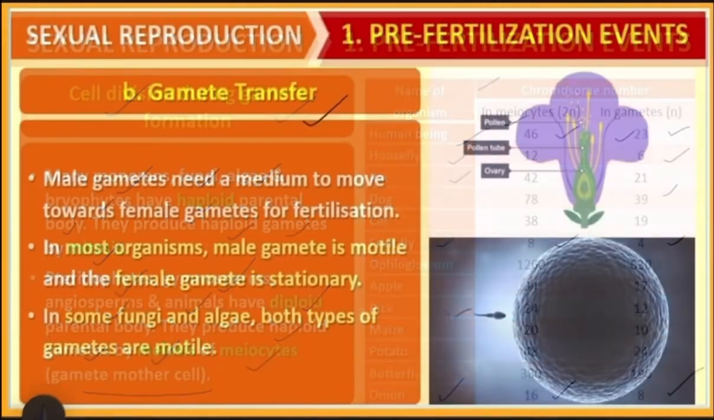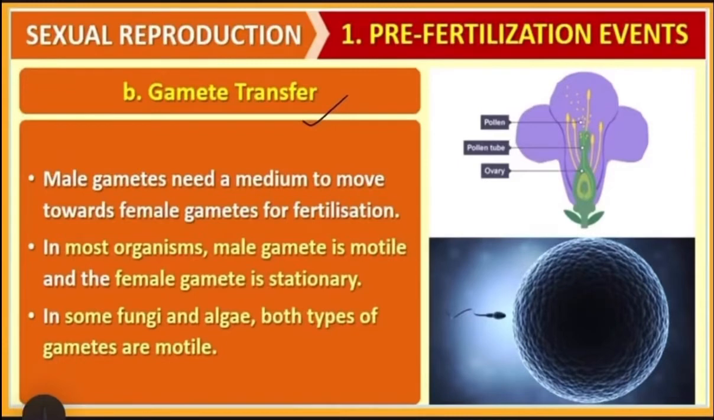Clear? After gametogenesis, gamete transfer takes place in pre-fertilization events. What is this? How does it take place? Male gametes need a medium to move towards female gametes for fertilization. Means for fertilization, male gametes have to move towards the female gametes, and for this they need a medium. In most organisms, the male gamete is motile, means the male gamete can move, and the female gamete is stationary, means the female gamete cannot move in most organisms.